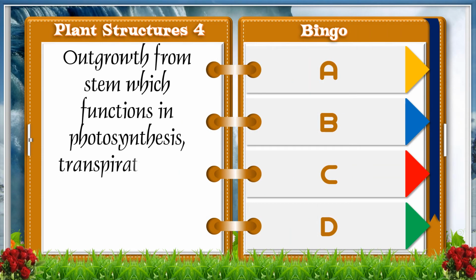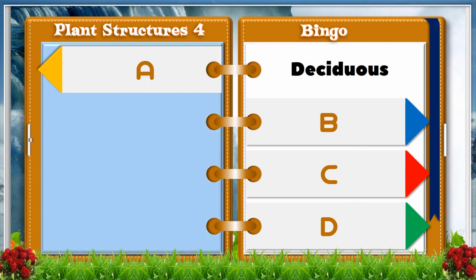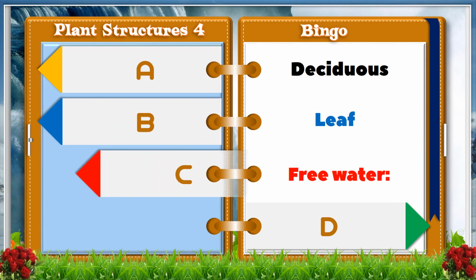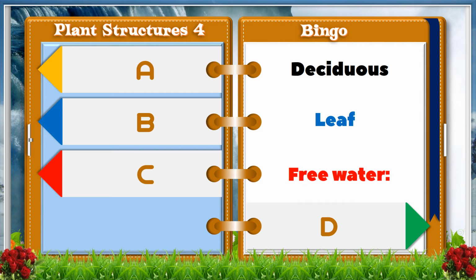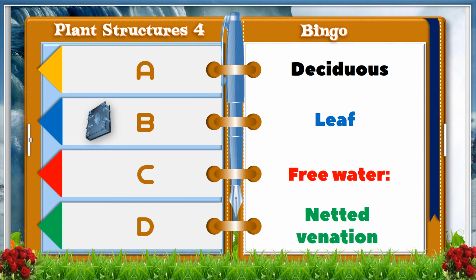Outgrowth from stem which functions in photosynthesis, transpiration and respiration. Size can vary from large and flat to needle-like. A. Deciduous. B. Leaf. C. Free water. D. Netted venation. And the answer is B. Leaf.